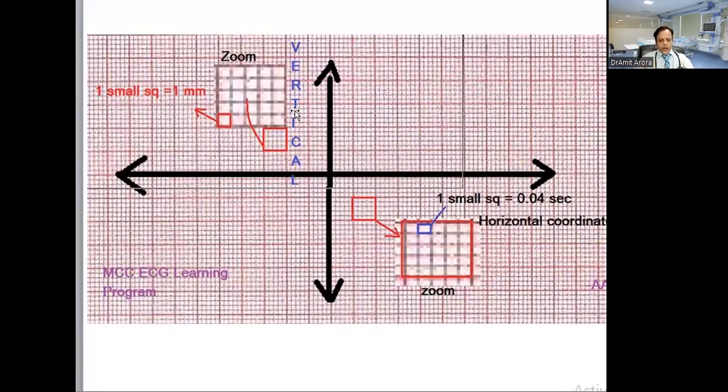In the vertical coordinate, one small square, I have zoomed this big square, is equal to 1 millimeter, because we have to measure the dimension of length, so it will be in millimeters. And when we measure an interval, meaning time, we measure in seconds or milliseconds. So this was about the small square.